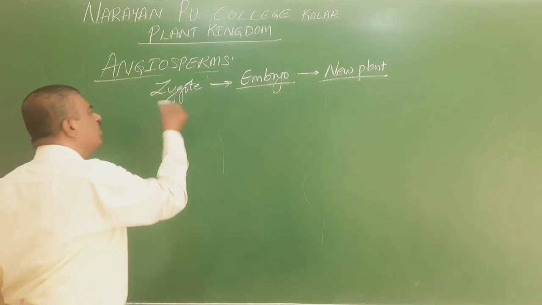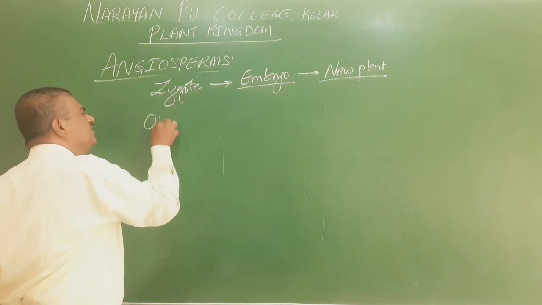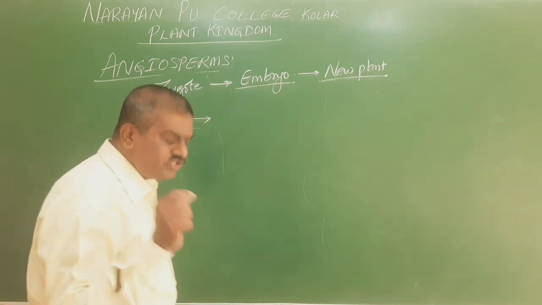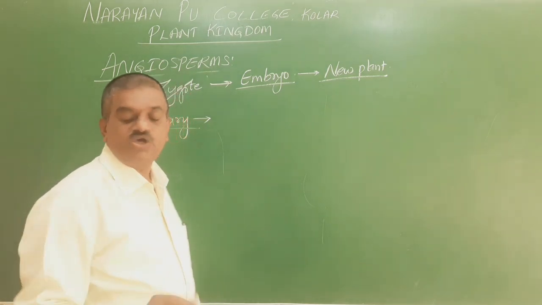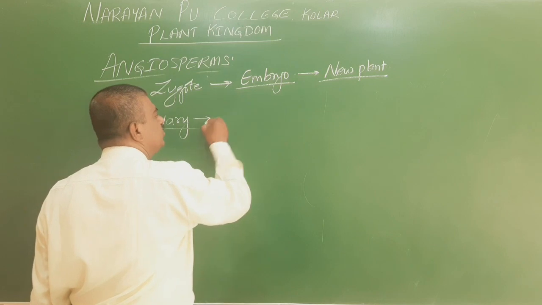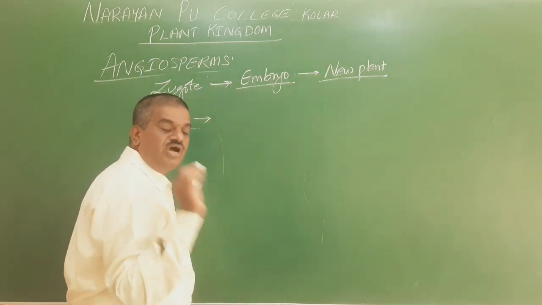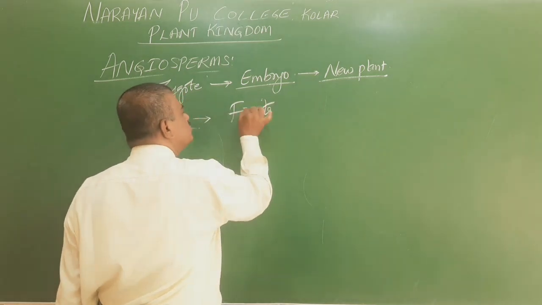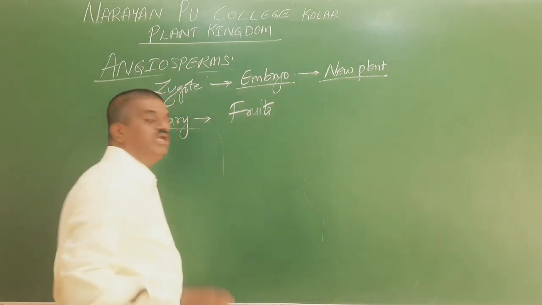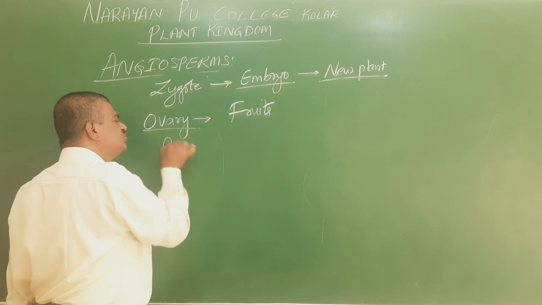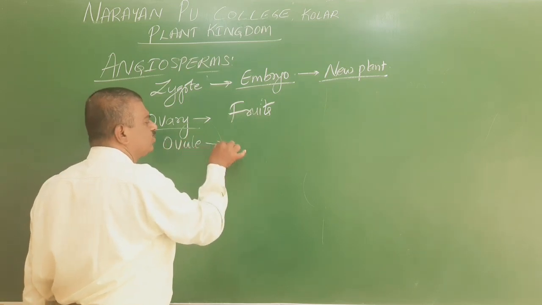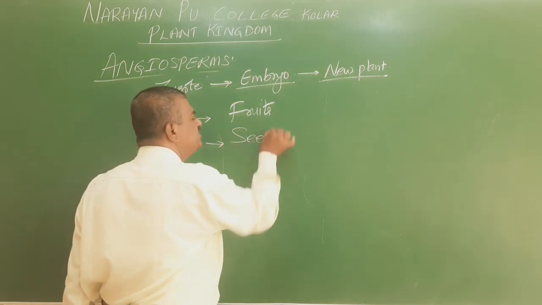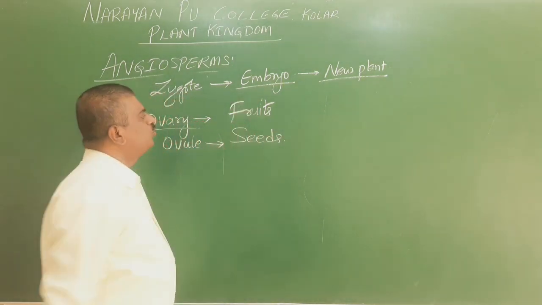Now, the other changes. We know that there is the presence of the ovary. This ovary is further developed into the fruit, whereas the ovules are further developed into the seeds. So this is called post-fertilization.